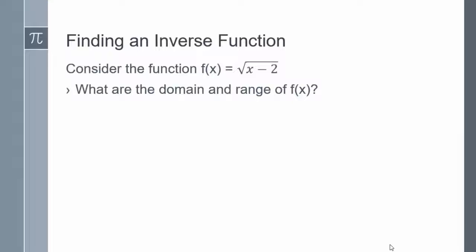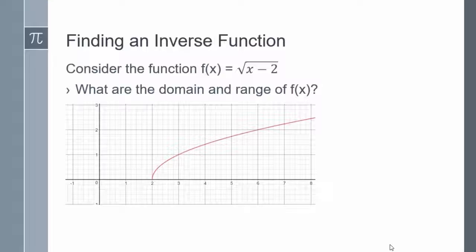In our next example, we are to consider the function f of x is equal to the square root of x minus 2. First, it is asking for the domain and range of f of x. Here's a graph of the function f of x equals the square root of x minus 2. Notice that our domain actually starts at x equals 2. So our domain is all values of x such that x is greater than or equal to 2 because it starts at 2 and less than positive infinity because it goes all the way to infinity.